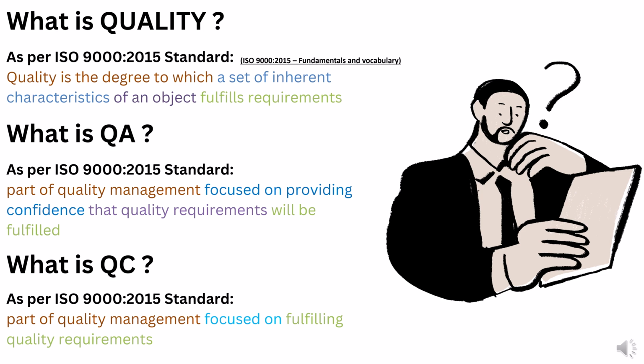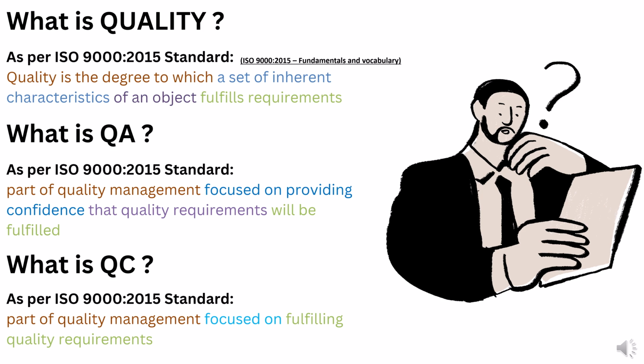Quality is the degree to which. Here, the degree to which implies that quality is the measurement or the extent to which. The meaning of this is that quality is not absolute, it's relative. It can be high quality, it can be of low quality. That's why we are defining quality as the degree to which.